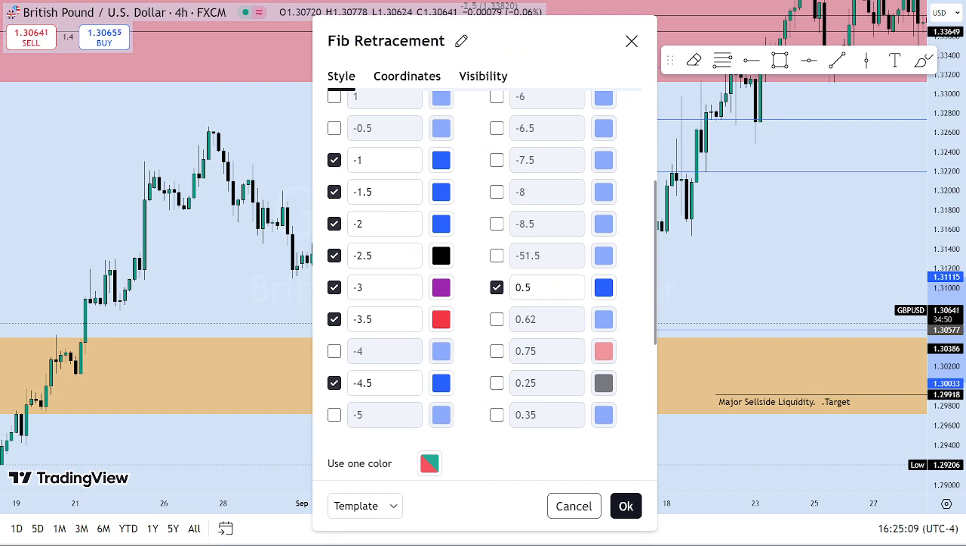You will need to set your Fibonacci like this too. You can set it. I will screenshot it and send it on the group. So you set it like this to get your standard deviation. This is standard deviation minus 1, minus 1.5, minus 2, minus 2.5.